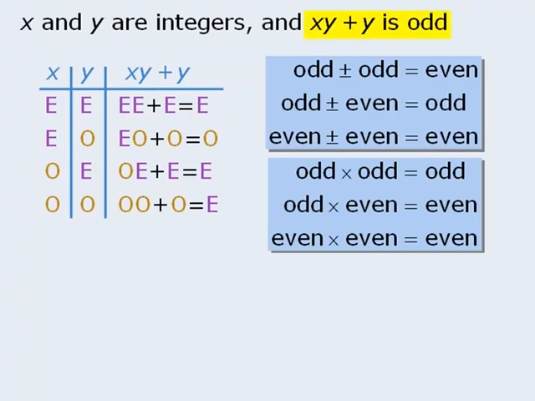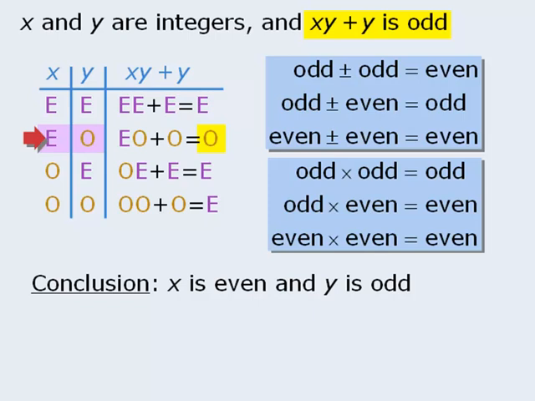Now we're told that the expression evaluates to be an odd number. When we examine our table, we see that there is only one case where the expression evaluates to be an odd number. In this particular case, x is even and y is odd. So we can conclude with certainty that x must be even and y must be odd.